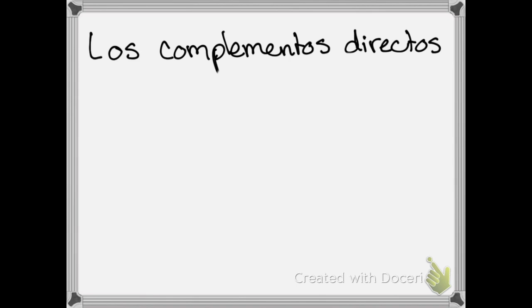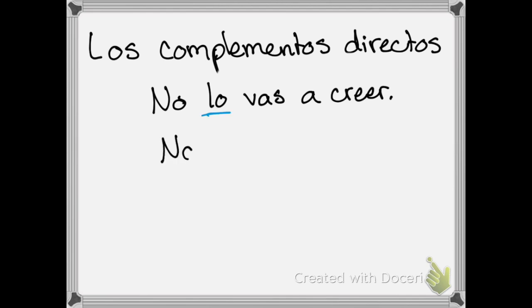We can also put direct objects on the end of an infinitive. We can either put it in front of the conjugated verb or at the end of the infinitive. For example, no lo vas a creer. You're not going to believe it. No lo vas a creer could also be no vas a creerlo. Okay? Now, sometimes these sound better one way as opposed to another way. For example, no vas a creerlo doesn't really sound right to me. No lo vas a creer sounds a lot better, but they are both technically correct.